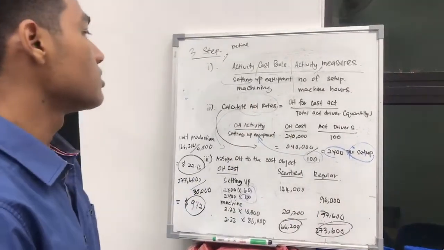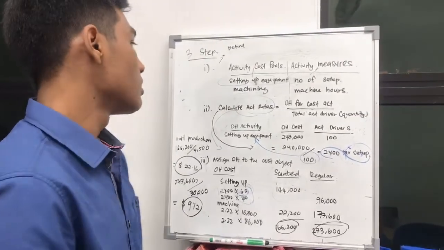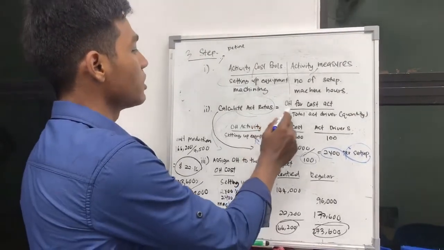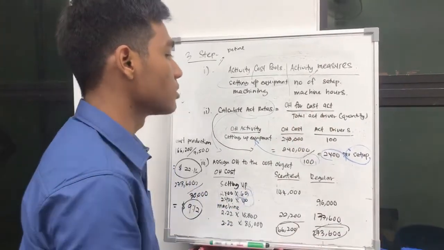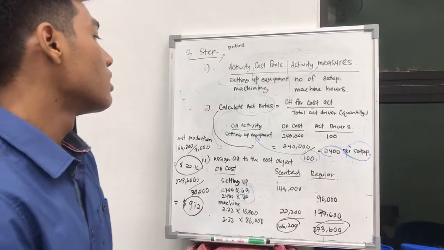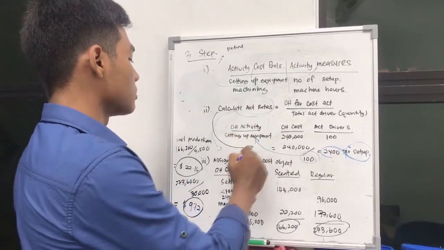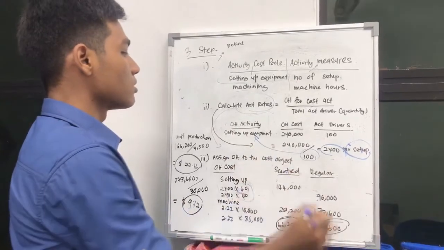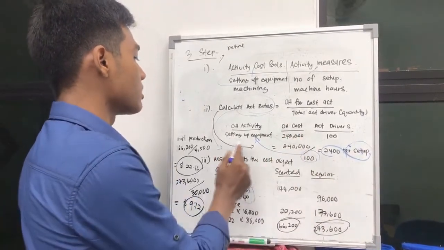The second one is you need to calculate the activity rates. The formula of activity rates is overhead for cost activity divided by the total activity driver. So this activity rate will be used in step number 3. So you need to have the overhead cost, for example, for setting up equipment.